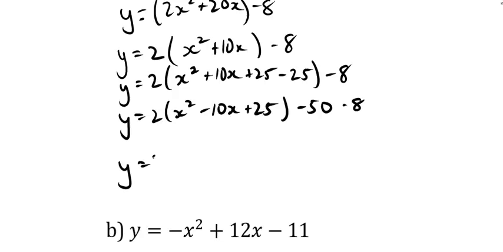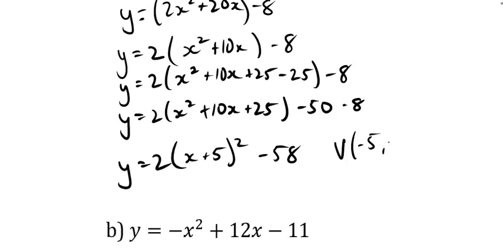Now it's the same as yesterday. X squared plus 10x plus 25. How do I rewrite that? X plus 5 all squared. Make sure you're writing that the correct way. Minus 58. See, what is this? It's vertex form. What's the vertex? Negative 5, negative 58. It opens up.